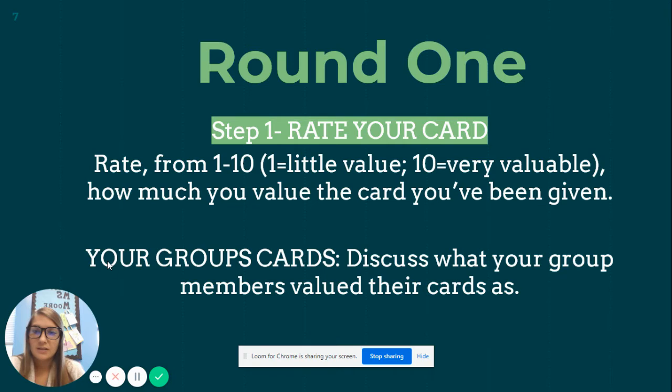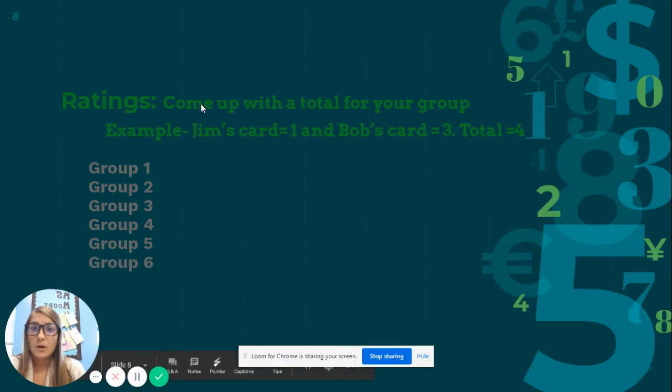All right, so the next one says your group. We're going to talk about your group's cards. So I'm going to put you in a breakout room with 1 to 4 people. You're going to discuss your item or your card and say what you rated it as and why. And then the next part, you're going to tally up all of your totals. So from 1 through 10, say that Jim rated his card a 1, and then Bob rated his card 3, the total is 4. So you're going to have 4 group members total up your score, and then we will record it here in class.